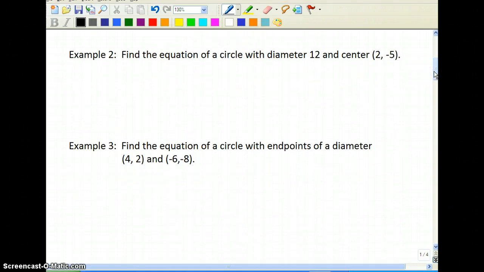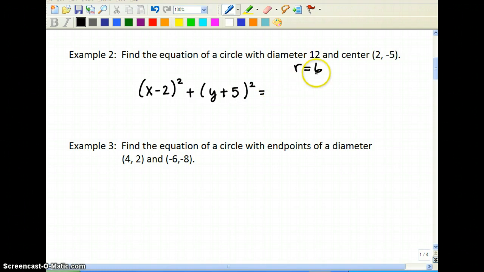Number 2. Find the equation of a circle given the diameter is 12 and the center is (2, -5). Well, if the diameter is 12, the radius is 6, half the diameter. So we have (x minus 2) squared, again, change the sign when you put it in the parentheses, plus (y plus 5) squared equals r squared, so r squared is 36.